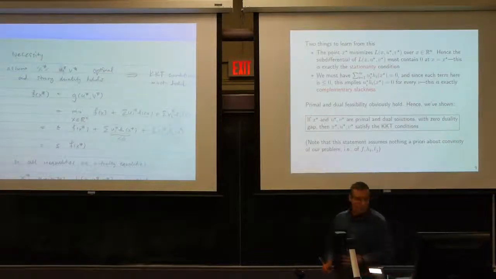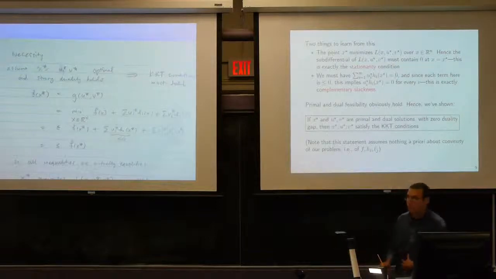Okay, so again, I'm going to point out that there's nothing here that we assumed about convexity. We just assumed that strong duality held. So if we happen to have a problem in which strong duality held, and we had x star and u star, v star, then we know the KKT conditions must also hold.